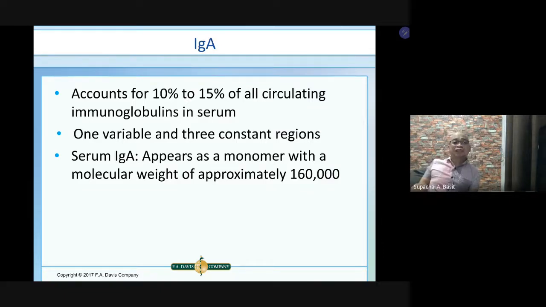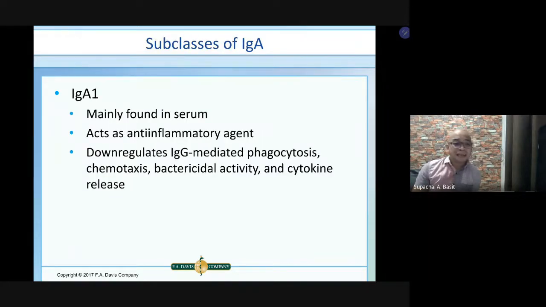Okay, so let's talk about the third class of immunoglobulin. So this time, let's talk about IgA. IgA accounts for about 10 to 15% of all circulating immunoglobulins in the serum. And what's so unique about IgA is that there's only one variable region, but three constant regions. And the serum IgA appears as a monomer with a molecular weight of 160,000 Daltons. Sorry for that, that's the molecular weight, 160,000 Daltons.